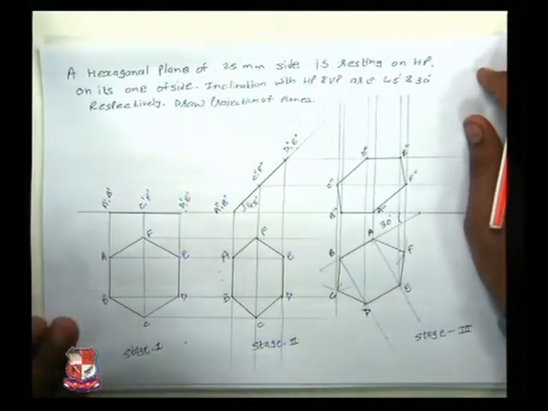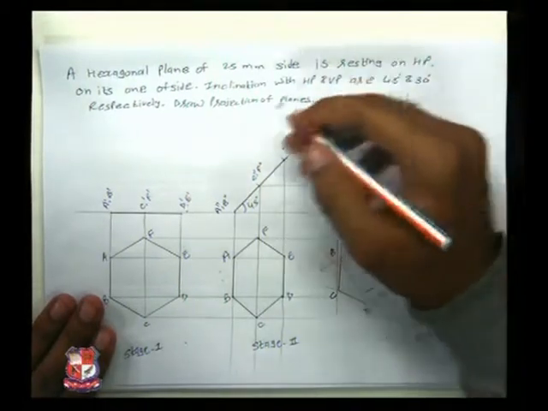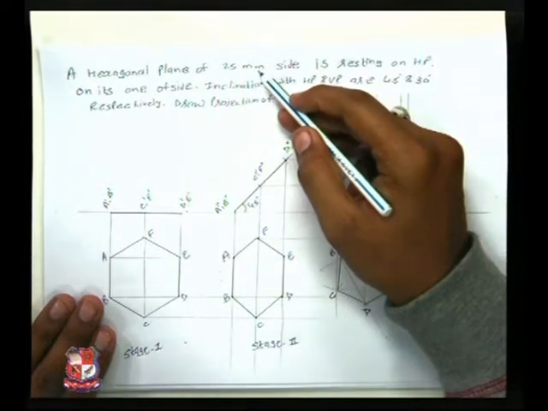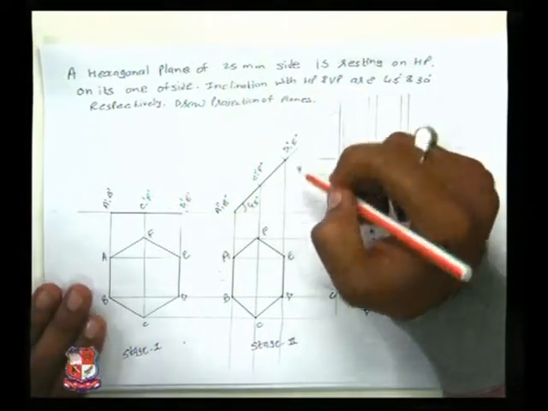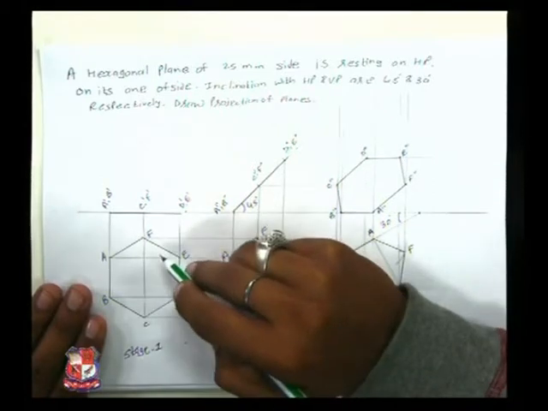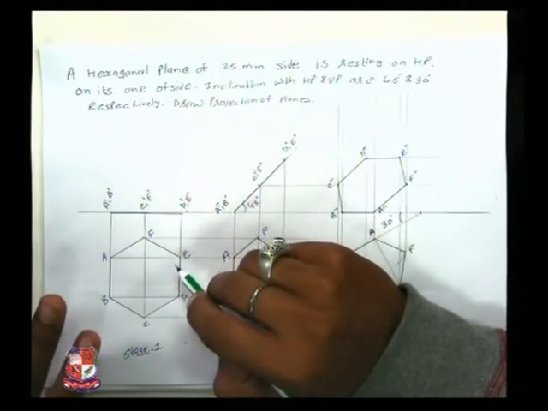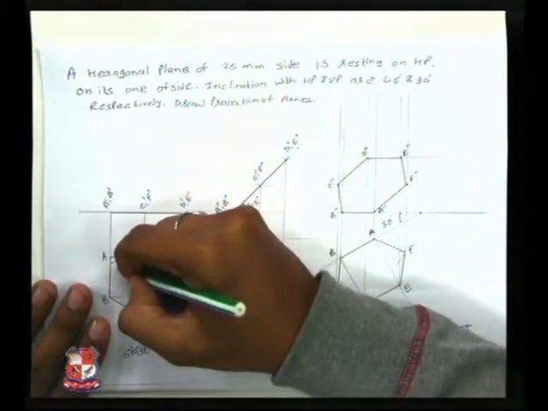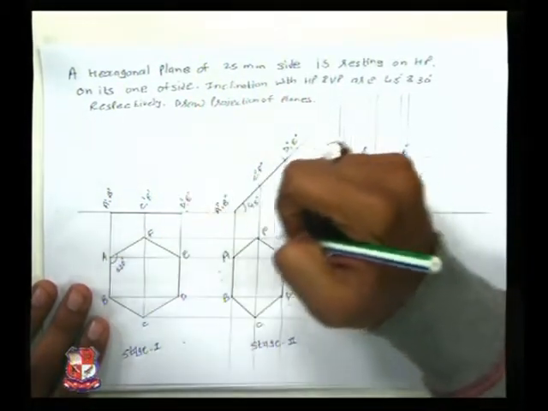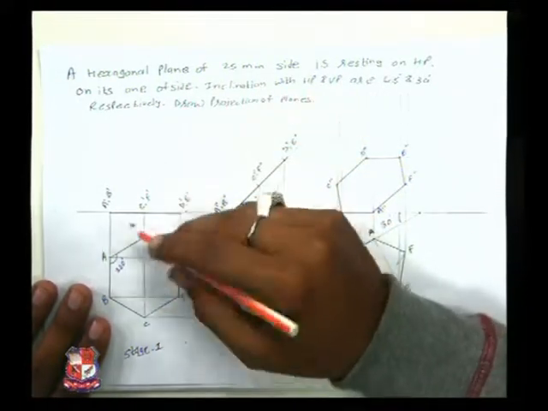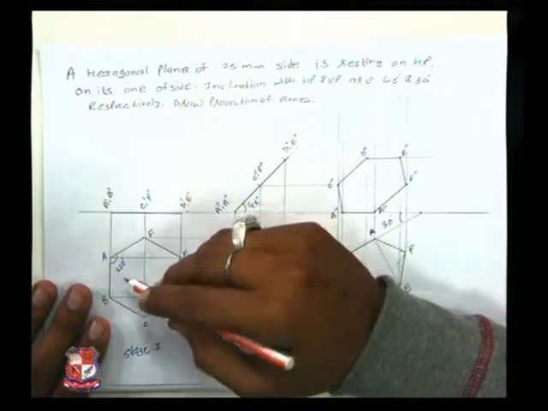Starting again with stage 1. Stage 1 shows that a 25 mm side hexagonal plane is there. So in this starting we have just drawn a hexagonal plane of 25 mm side each. If you can see, the inside angle would be 120 degrees. By taking a 120 degrees angle, you can easily draw a hexagonal plane.